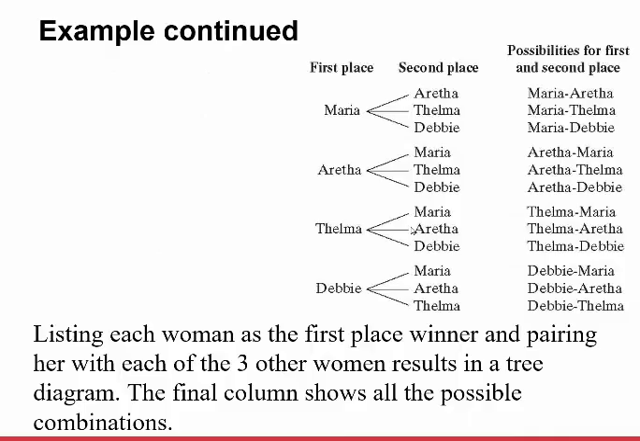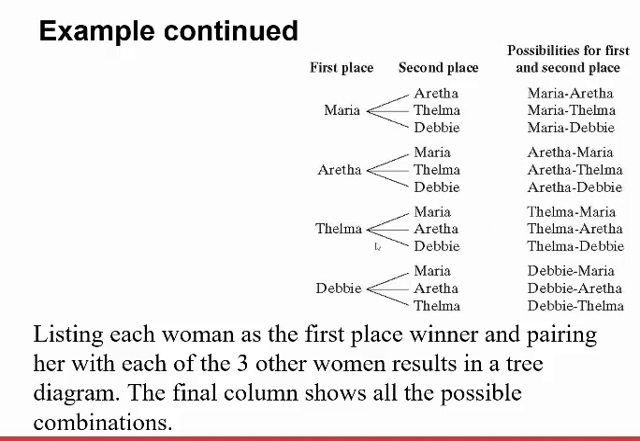All right, so listing each woman as the first place winner and pairing her with each of the three other women results in what we call a tree diagram. The final column shows all the possibilities. So Maria with everyone else finishing second are all those outcomes. Aretha finishing first, and then we could have Maria finishing second, Thelma, and then Debbie.